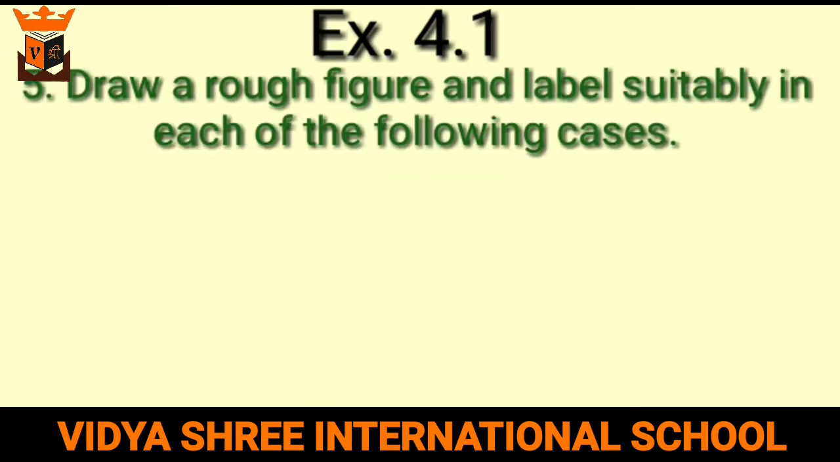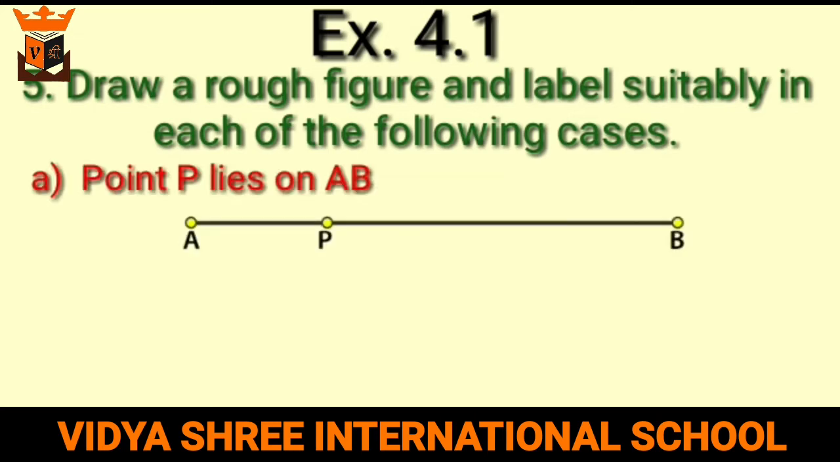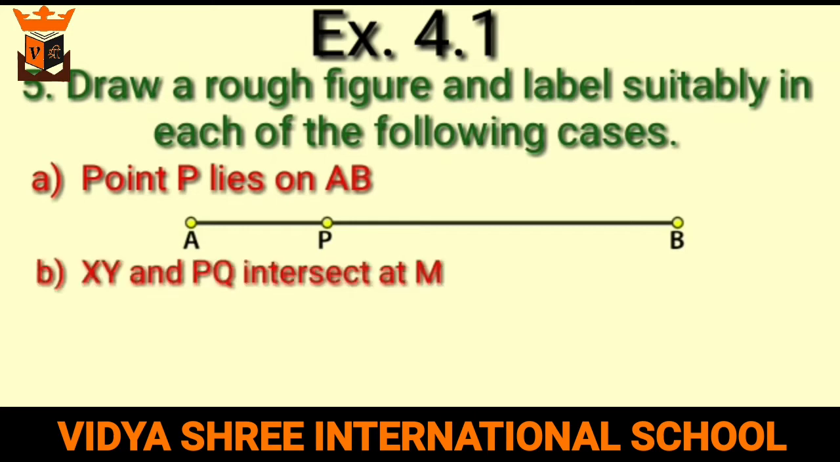Question number 5 is draw a rough figure and label suitably in each of the following cases. First one is point P lies on AB. So we can draw a line segment AB and we can put a point P on line segment AB like this. Second part is lines XY and PQ intersect at M. So we will draw two intersecting lines XY and PQ and they will intersect at point M.